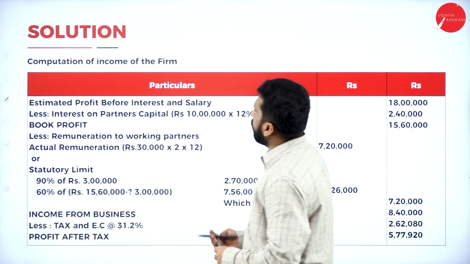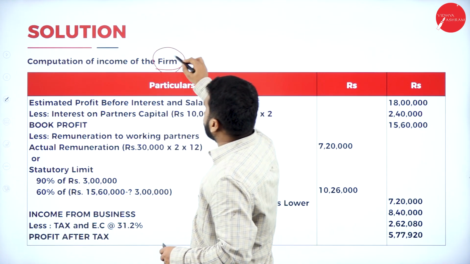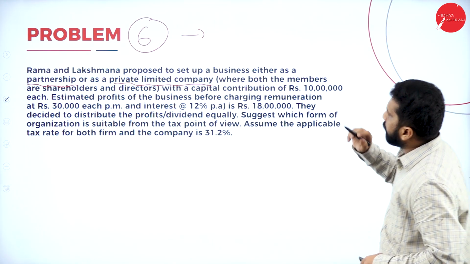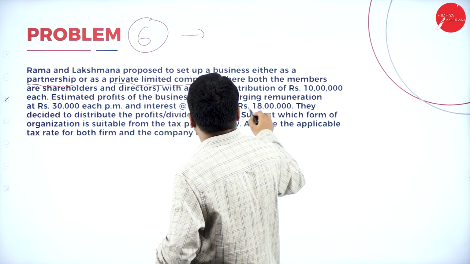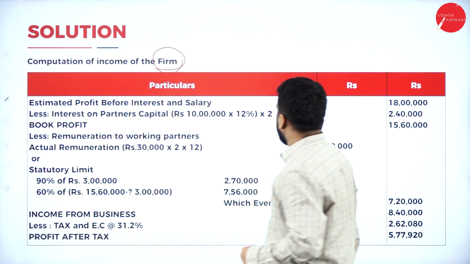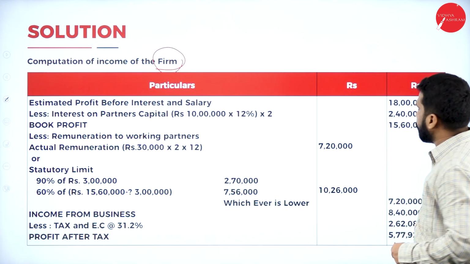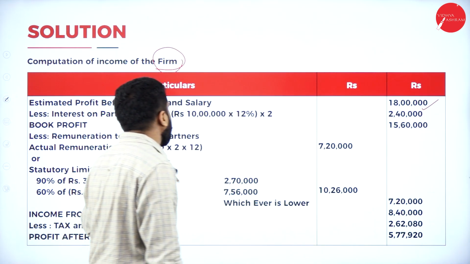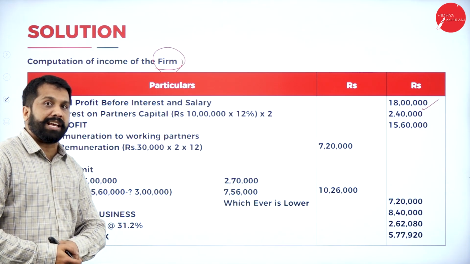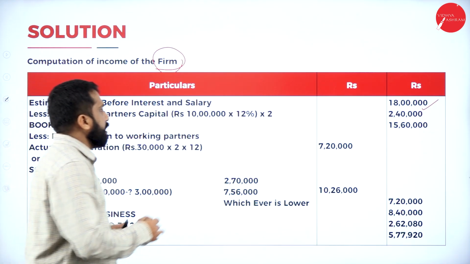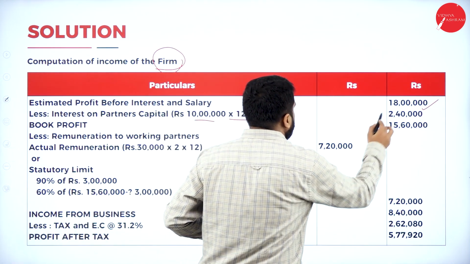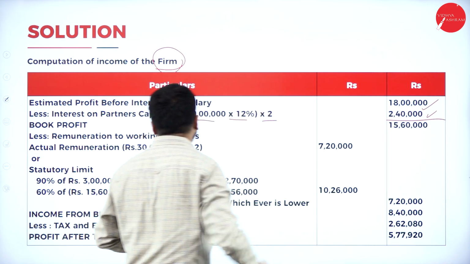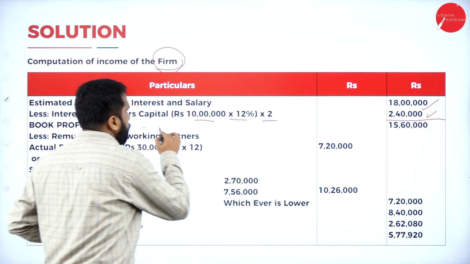Now, first option, income from firm. What is the estimated profit? They have given the estimated profit as 18 lakh. Take 18 lakh as your estimated profit. Once you're done with your estimated profit, if any interest is given to partners, minus 10 lakh into 12% into 2, your interest is done. So you got the book profit. What is this? Your book profit.